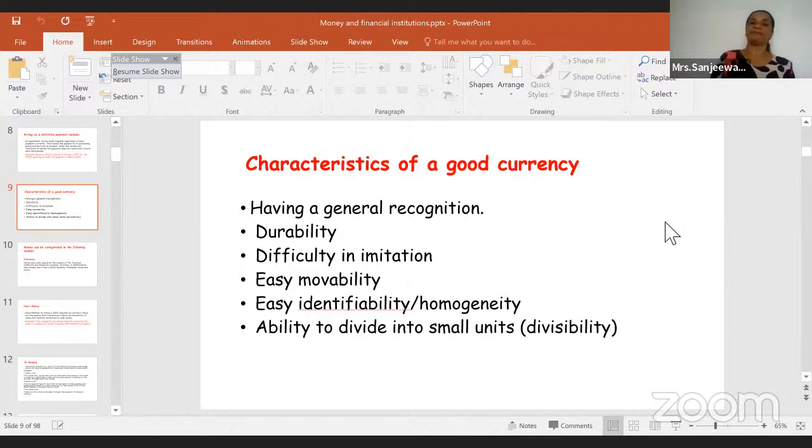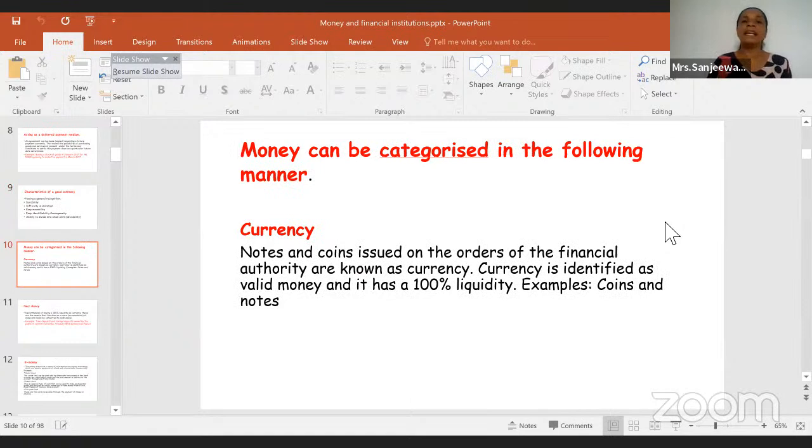Now we'll see another part of it. Money can be categorized in the following manner. So what is that? Currency. You call it currency. What is it? Notes and coins, issued on the order of the financial authority, are known as currencies. So currencies are identified as valid money. It has 100% liquidity. It doesn't take time to convert that into money because it's money, it's currency. So that is liquidity. So currency has 100% liquidity, coins and notes.